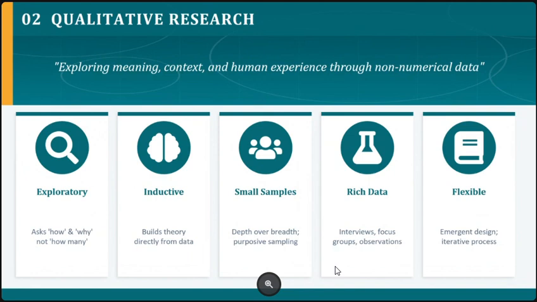Now, qualitative research. Qualitative research is about exploring meaning, context, and human experience. It doesn't ask how many, it asks how and why. It has five key characteristics, like exploratory, asking open questions, inductive, building theory from data, it uses small samples, depth over breadth, it produces rich data from interviews, focus groups, observation, etc.